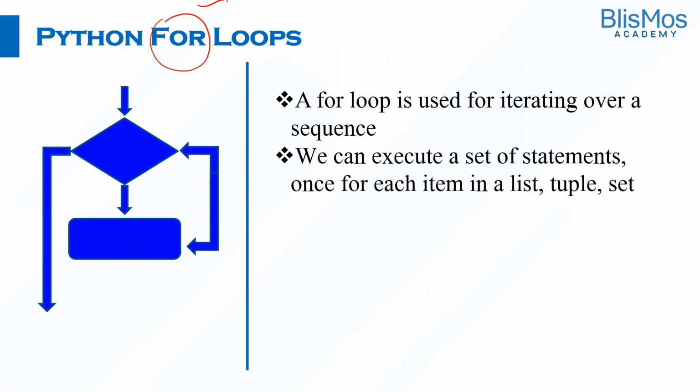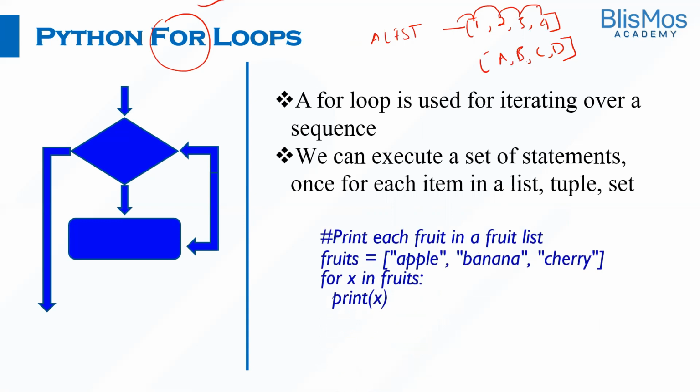When I say sequence, if you remember a list, we have already discussed about a list, right? In a list, there'll be items 1, 2, 3, 4, or it may be A, B, C, D. If I want to iterate through all the elements of the list, that is when for loop comes into picture. Let us take an example. Here, if you see, fruits is the list, and we have elements like apple, banana, and cherry.